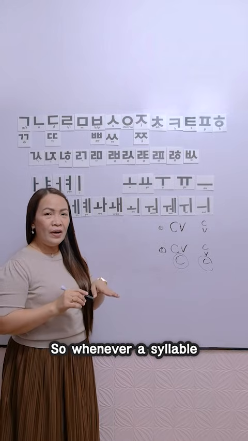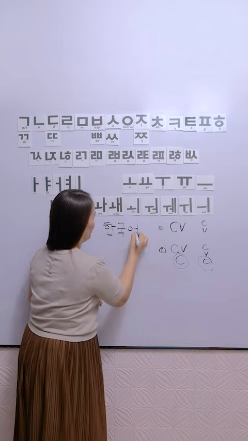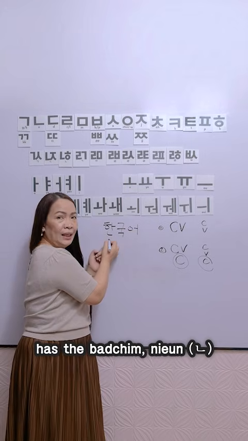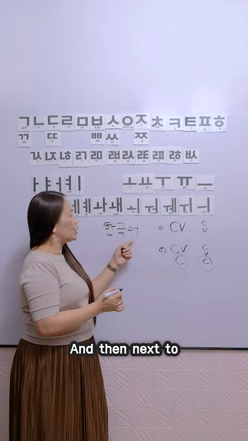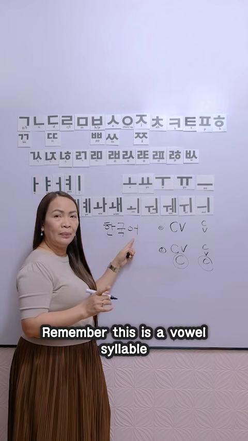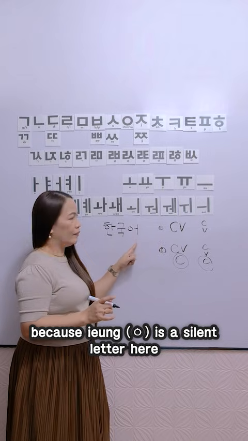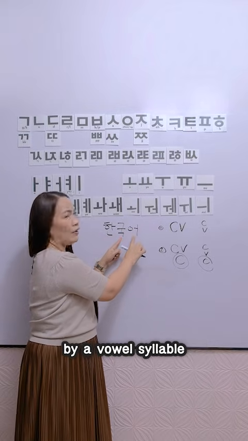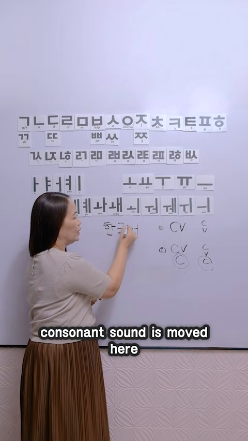So, whenever a syllable has a 받침, like this word, notice that this first syllable has the 받침 니은, and the second syllable has a 받침 기역, and then next to it is a vowel syllable. Remember, this is a vowel syllable, although there's ieung, because ieung is a silent letter here. Now, whenever a 받침 is followed by a vowel syllable, this final consonant sound is moved here.